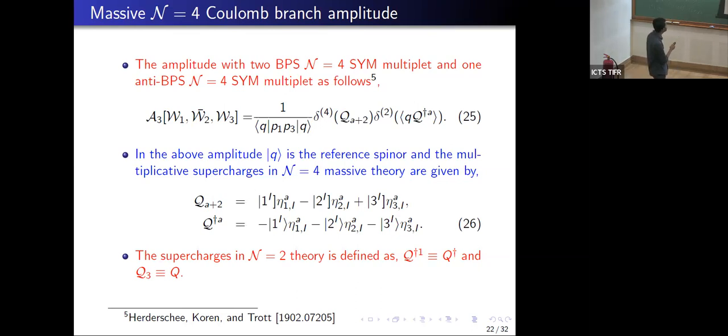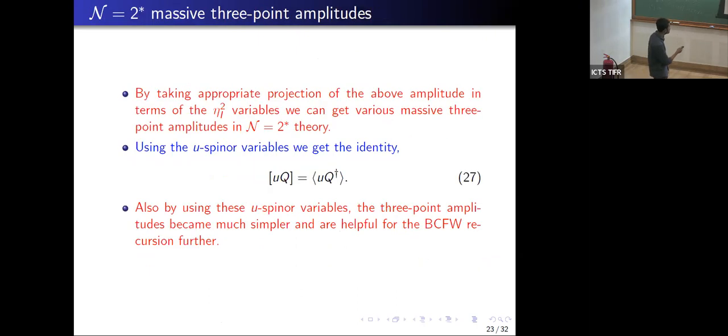So this is the amplitude with two BPS N equals 4 super angles multiplied, and one anti-BPS N equals 4 super angles multiplied, as follows. Here you can see that for N equals 2 there are 8 supercharges, but here only 6 of them appear because of the BPS condition. So let's take the A index for Q and Q dagger. Because of the BPS condition, there are two equations with the A index. So this equation 27 is for N equals 2 SUSY, but for N equals 4 SUSY, Q and Q dagger contain one extra A index.